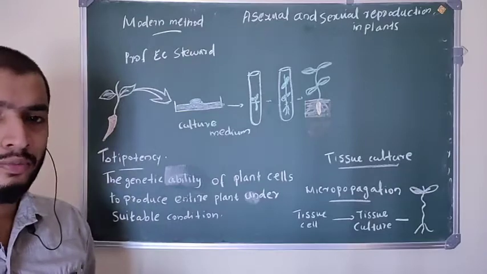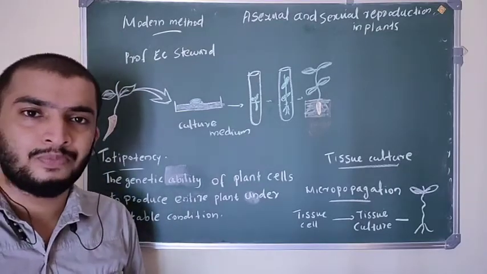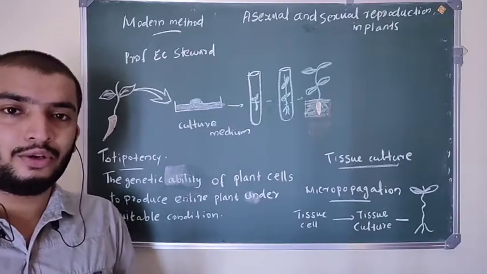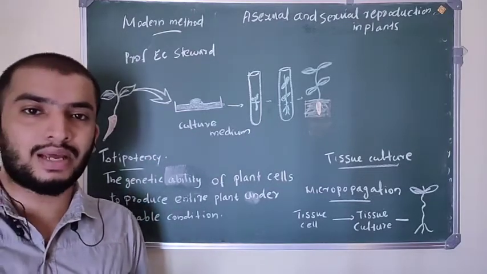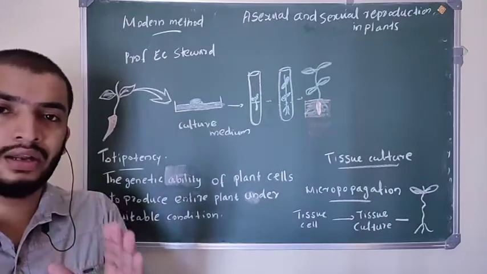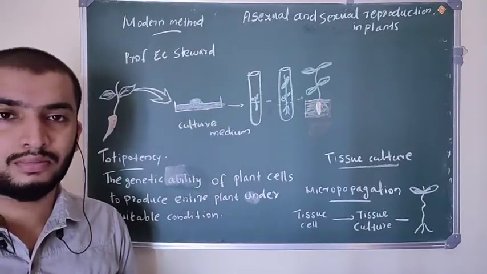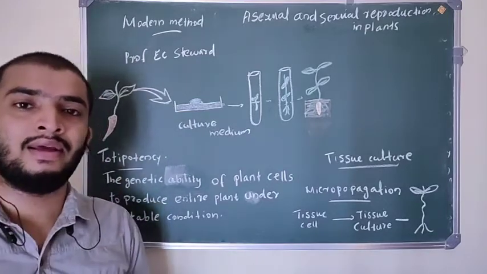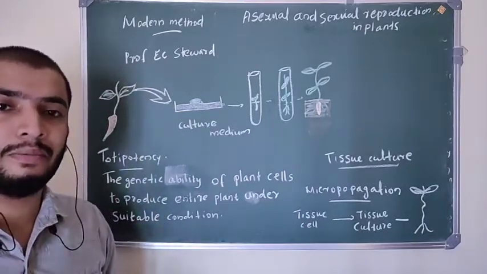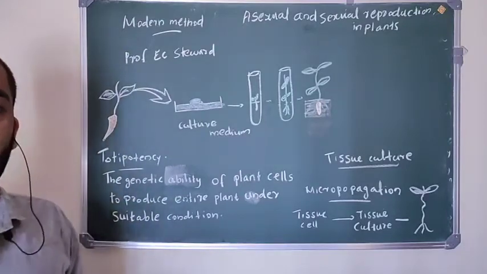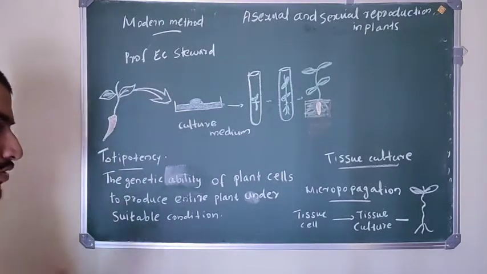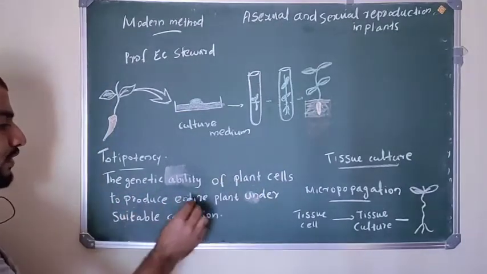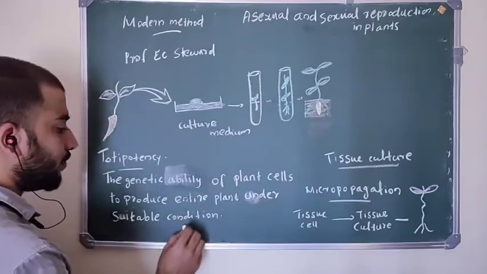So by this experiment you can understand that plant cells have the ability to develop into a complete plant under controlled condition. That ability of plant cells is called totipotency. So what is totipotency? The genetic ability of a plant cell to produce an entire plant under suitable controlled condition.